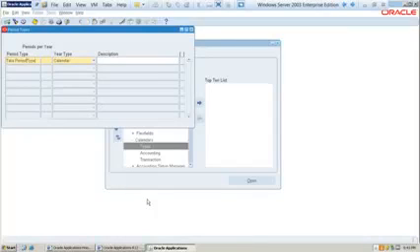Period type. Tata period type. Periods per year, 12 periods. Calendar, or you want to go with fiscal? Which one you want to go? Calendar or fiscal? I would like to go for calendar. Created for Tata period type.